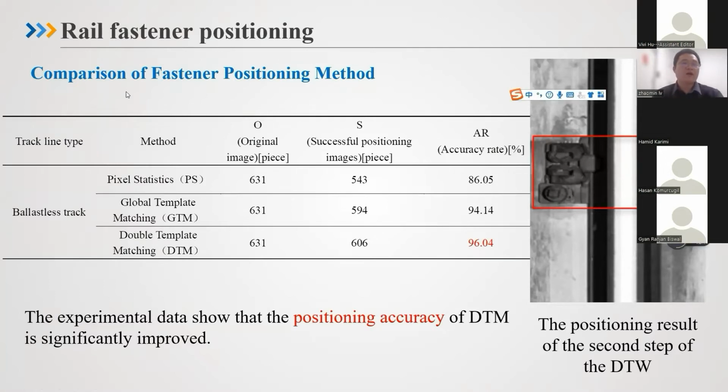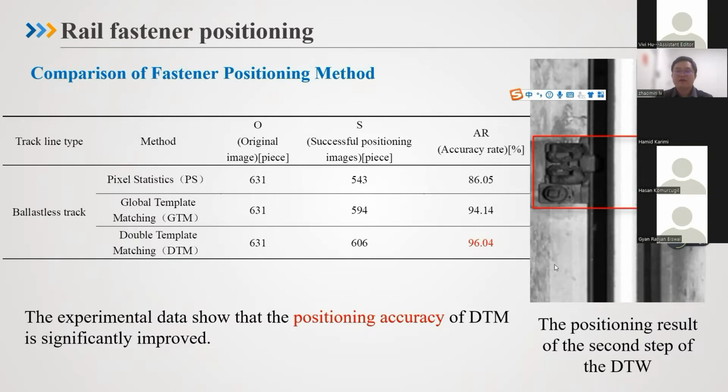And this is the comparison of fastener positioning methods. The track line is the ballastless track, the method is the traditional method, and this is the proposed method. Originally the total number of images is 631, and this is the successful positioning image number, and this is the accuracy rate. It can be easily found that the proposed method has the best performance.